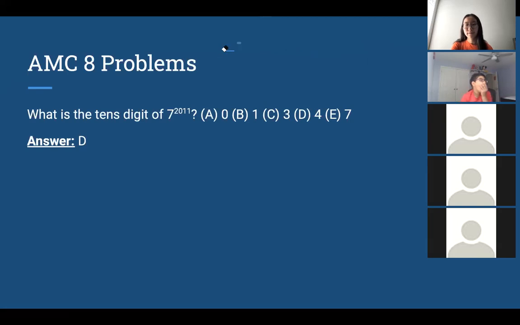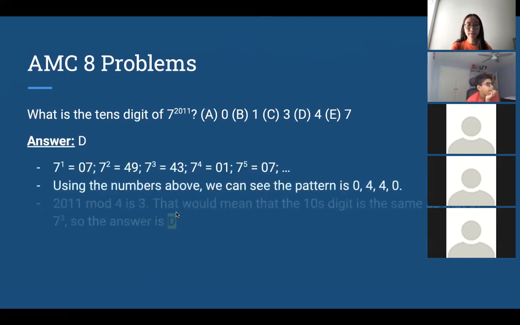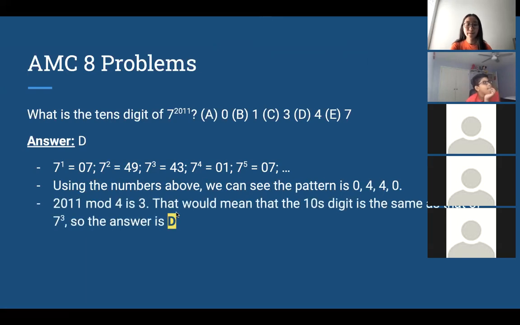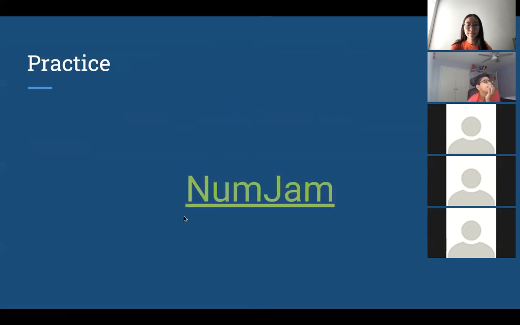So knowing that pattern, 0440, we do 2011 mod 4 because there are 4 numbers in our pattern. And so that gives us 3. Since our remainder is 3, we know the last digit is going to be the third digit in our pattern, which is, first one, second one, third one, 4. So great job, you got D.